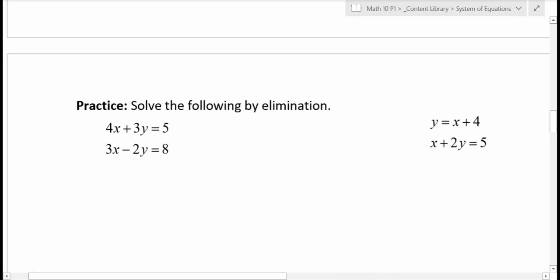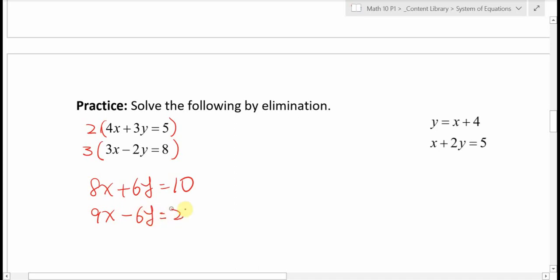Okay, so for the first one here, in this case, you know what? I'm going to make the y variable the same. So in that case, I multiply this by 2 and I multiply this by 3. So then I get 2 times 4 is 8x, 2 times 3 is 6y, 2 times 5 is 10. Then here we get 3 times 3 is 9, 3 times negative 2 is negative 6y, 3 times 8 is 24.